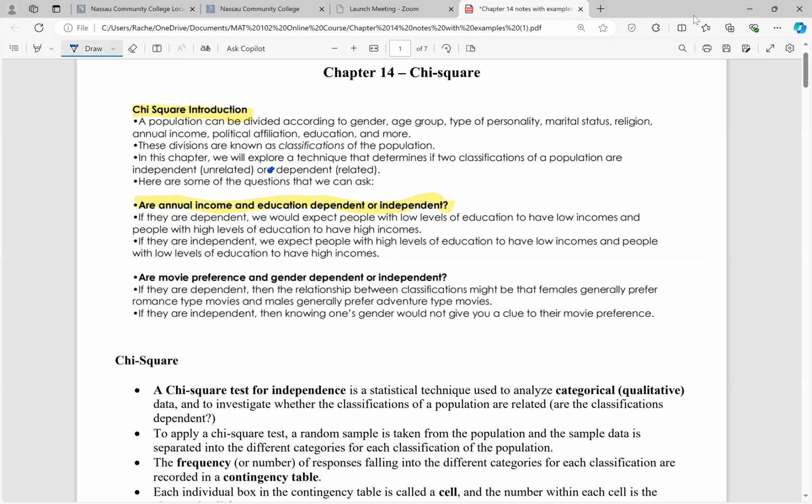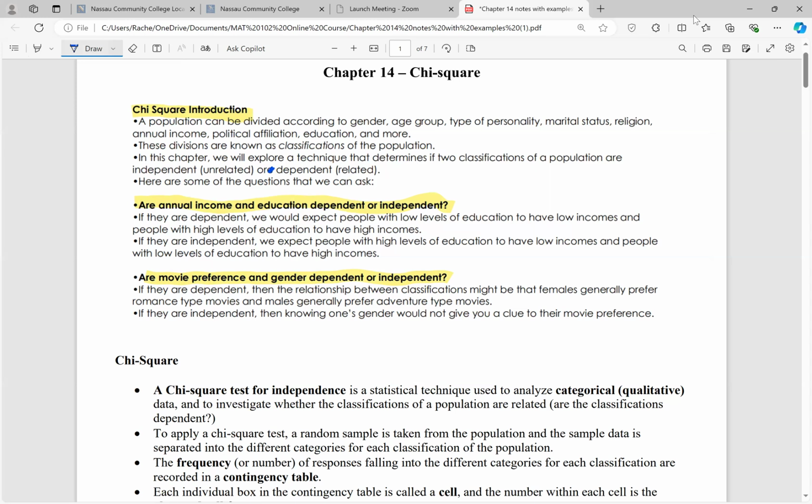incomes. Another example could be, are movie preference and gender dependent or independent? So if they were dependent, then the relationship between classifications might be that females generally prefer romance types of movies and males generally prefer adventure types of movies or action. But if they were independent, then knowing one gender would not give you a clue to their movie preference, right? So they wouldn't be related in that way. So that's where we're going with this.